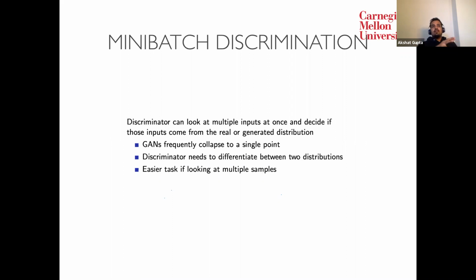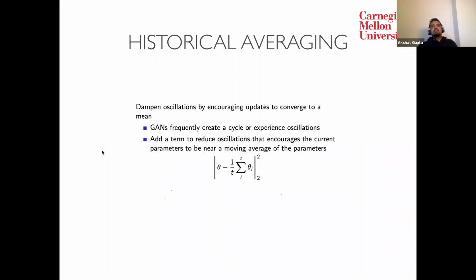But in mini-batch discrimination, that's not what happens. It's basing its decision by looking at all the images in a mini-batch. And that, in some sense, pushes the generator to add variability in the images that it produces, which is how this technique discourages mode collapse. Another thing that's used is historical averaging, not used as frequently.